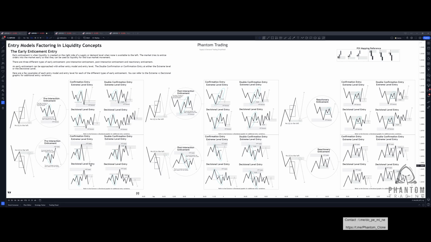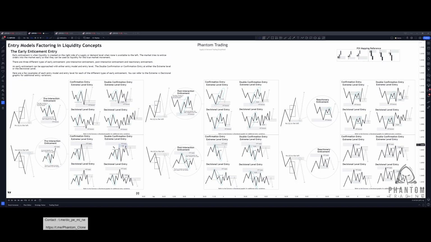Now let's talk about the decisional level entry on a confirmation entry. Once the pre-interaction early enticement is swept and price trades into the higher time frame level of supply, we wait for price to react off of the last point of demand, initial reaction, extreme of reaction leg, the failure of that last point of demand, which creates our tradable decisional level that we can look to trade from. And in this example, the extreme has taken liquidity, so therefore we can trade the decisional, but there are different variations to this. And again, I ask you to refer to the extreme versus decisional graphic for additional entry variations. Now let's talk about double confirmation entries at the extreme level for pre-interaction early enticement.